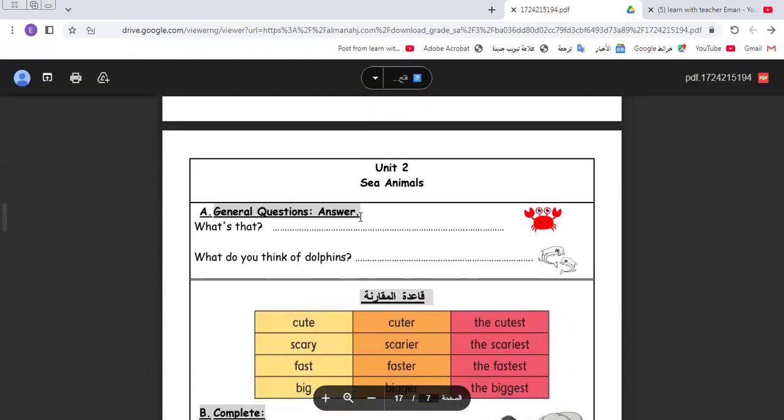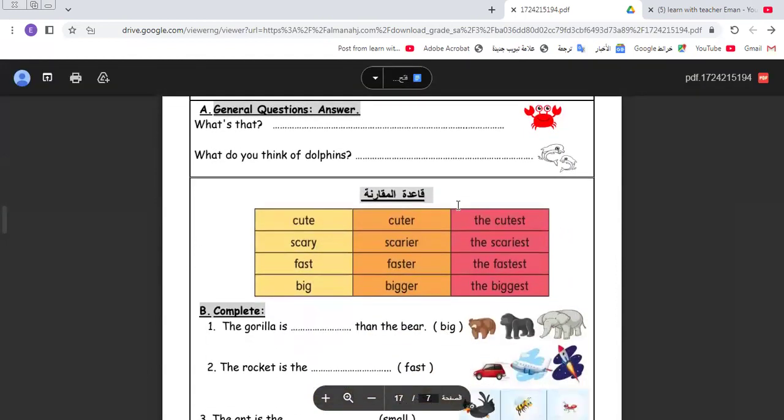In this unit, we learn sea animals. Here we say we have a general question. What is that? This is an octopus. This is an octopus. Here I write octopus. I think this is an octopus. What is that? That is an octopus. It's called an octopus.